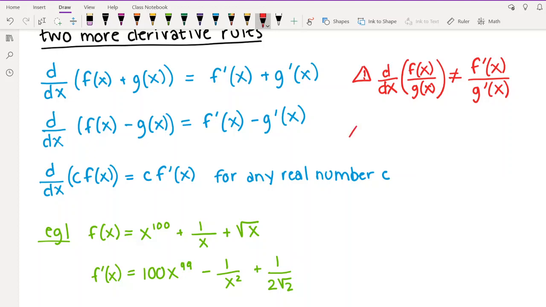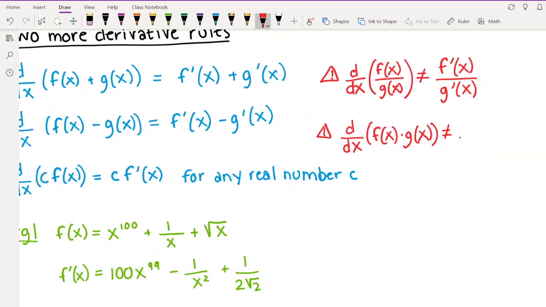And the other one that is not a thing is that it is not true that if you're trying to take the derivative of a product of two functions, that is the same thing as doing f prime of x times g prime of x. Now, I'm sure that some of you will make those mistakes, and so I will keep reminding you of this over and over, but I just wanted to get it out there for the first time today.